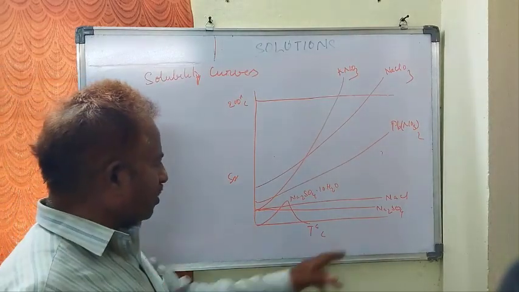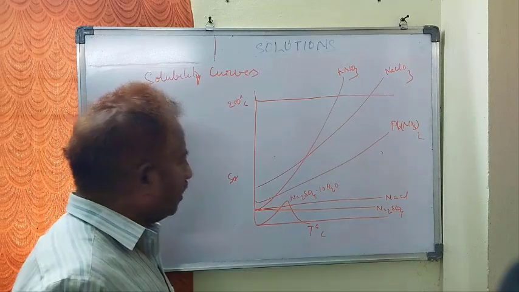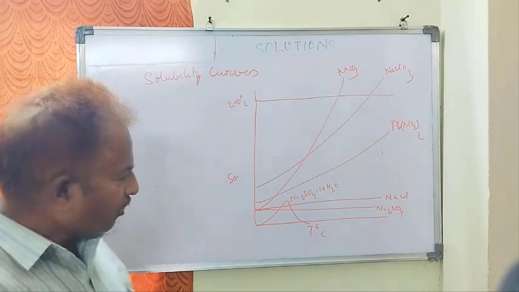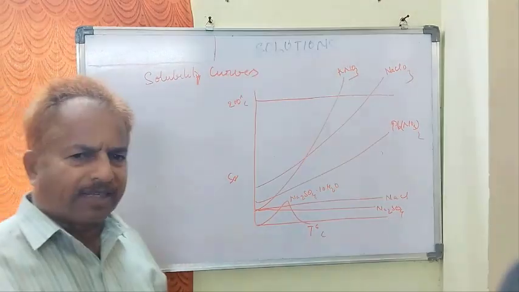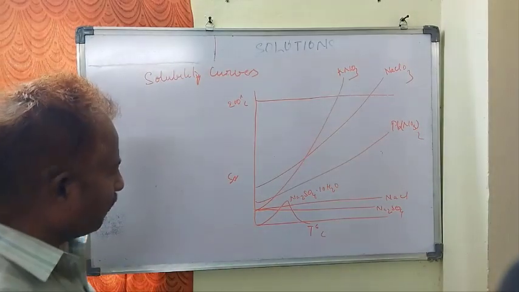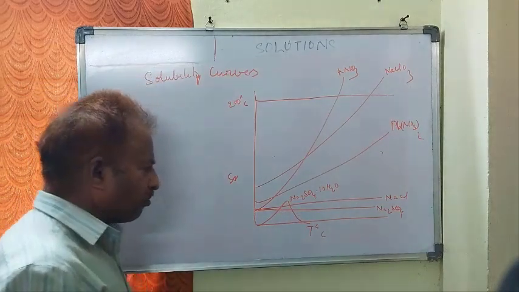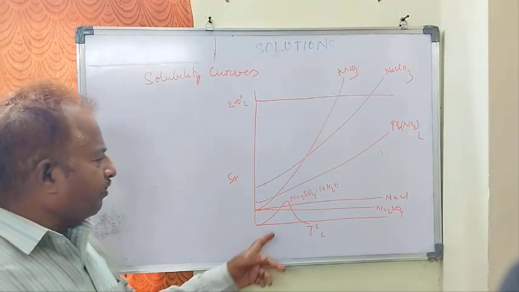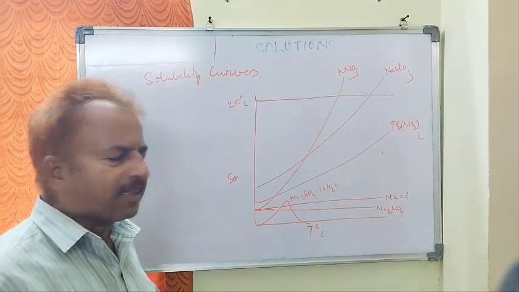There are certain substances like sodium sulfate. Solubility of sodium sulfate decreases. Solubility of sodium chloride is almost fixed or constant with temperature. That means even if the temperature increases, solubility does not increase to much extent. And of course, for certain substances like sodium sulfate 10H2O, sodium sulfate decahydrate, up to a certain temperature solubility increases and thereafter it decreases.